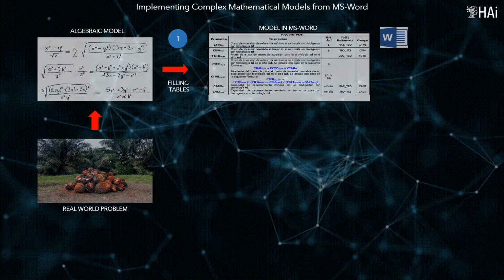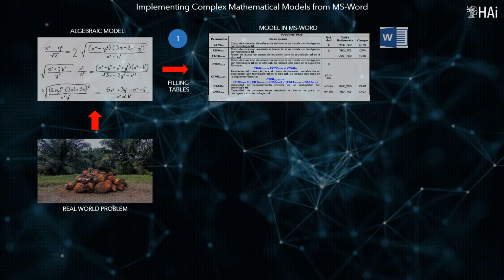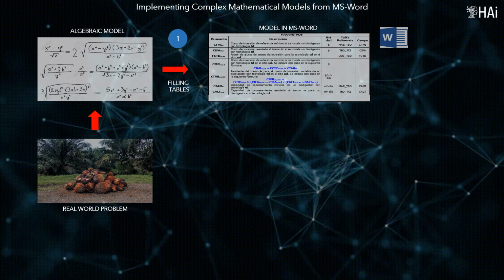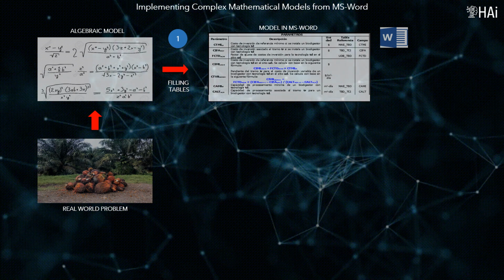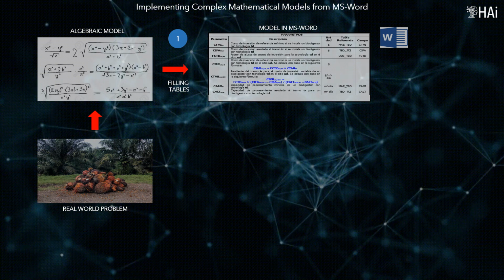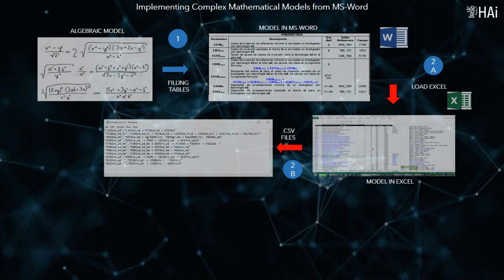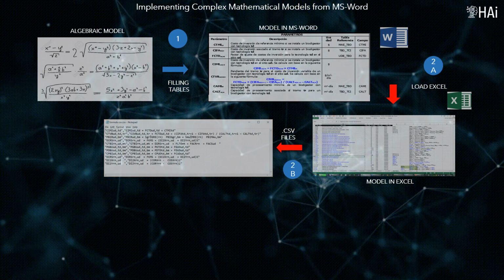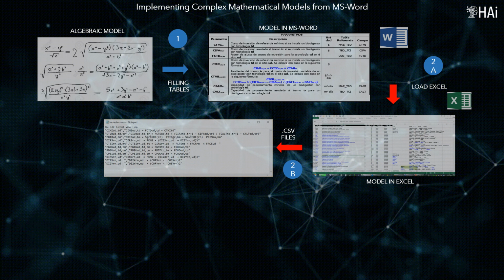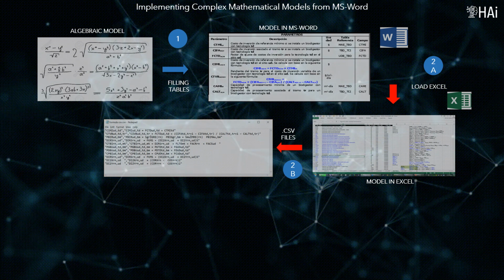Starting from a real-world problem, for implementing complex mathematical models from MS Word, the stages are: First, convert the algebraic model to a formulation in MS Word, in the form of tables. Second, convert MS Word tables into CSV files in standardized ANSI format. This may require an intermediate step that goes through MS Excel tables.